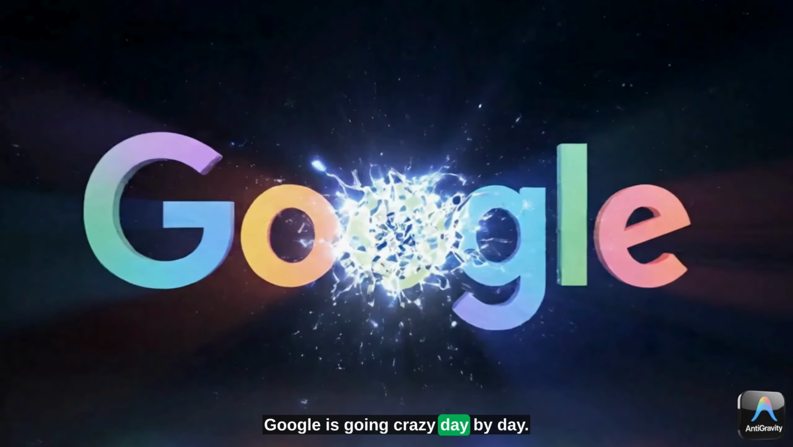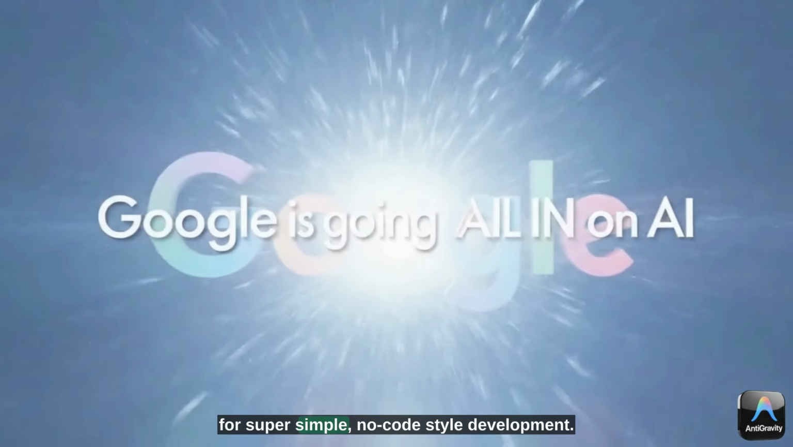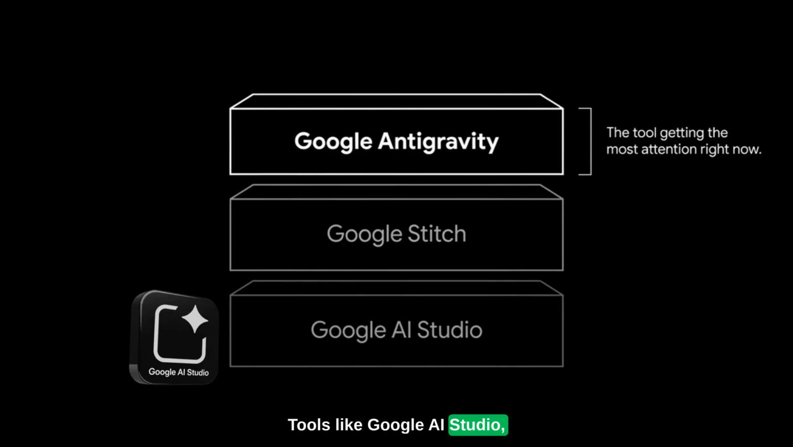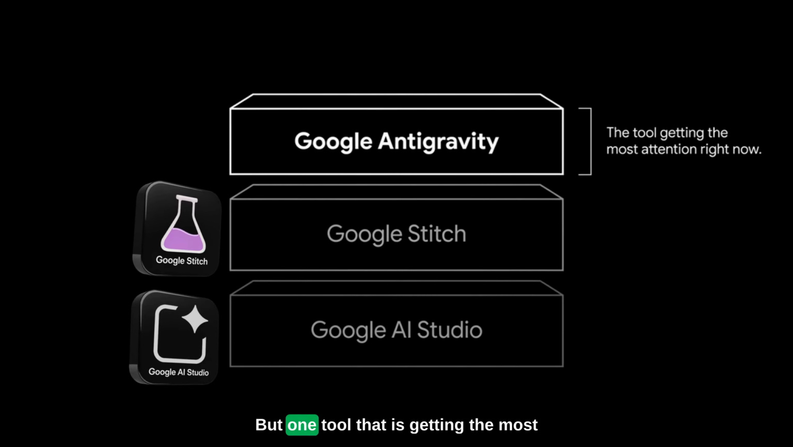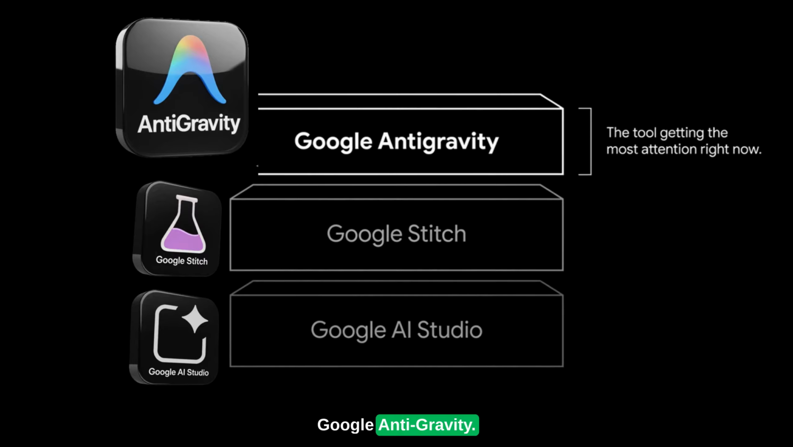Google is going crazy day by day. They're launching some insane AI tools for super simple, no-code style development. Tools like Google AI Studio, Google Stitch. But one tool that is getting the most attention right now is Google Antigravity.